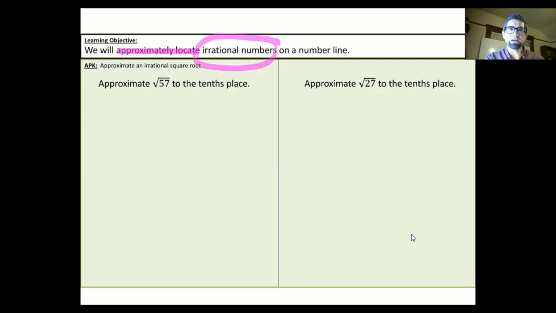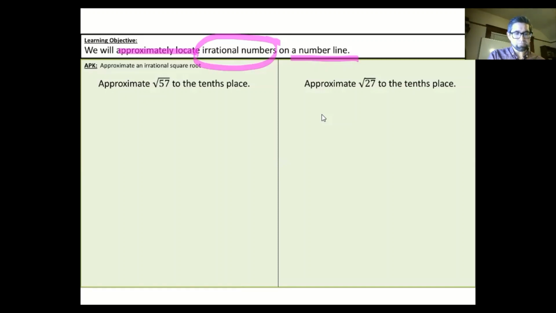So today we're going to talk on the concept page about what an irrational number is and what it is not. And then finally, we're going to be approximately locating these irrational numbers on a number line. All right, now, in order to make sure we're successful in this lesson, we're going to connect a skill that we already know, approximating irrational square roots. And then we're going to connect that to just the idea of an irrational number in general, and then finally approximately locating those on a number line.